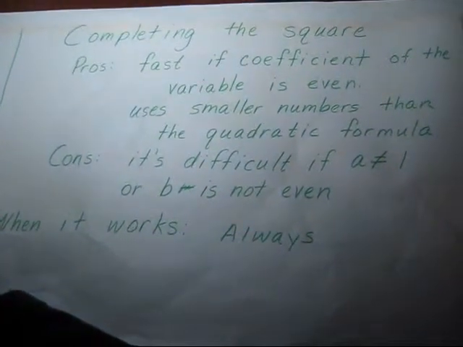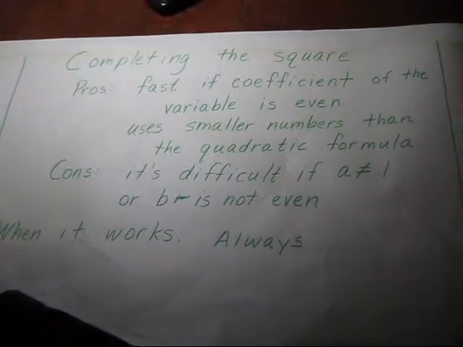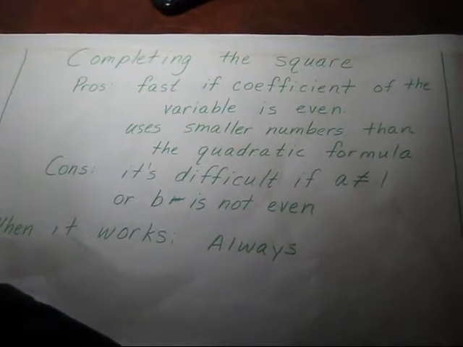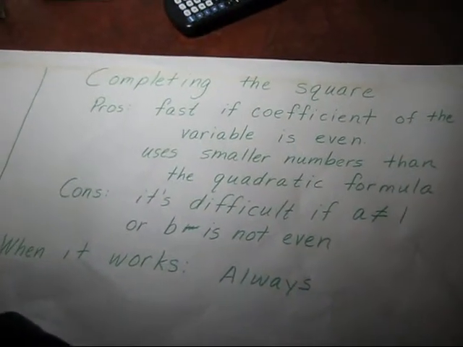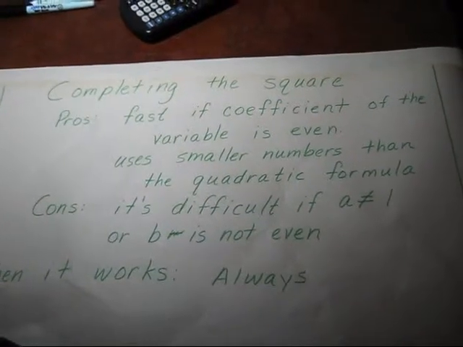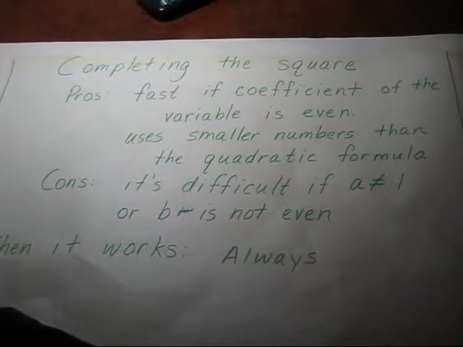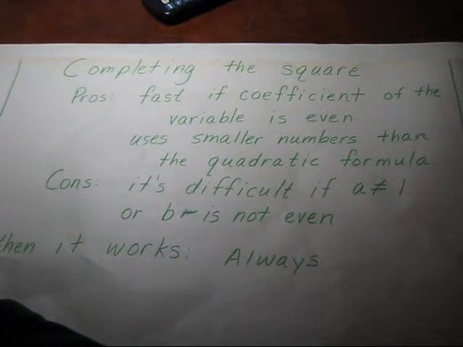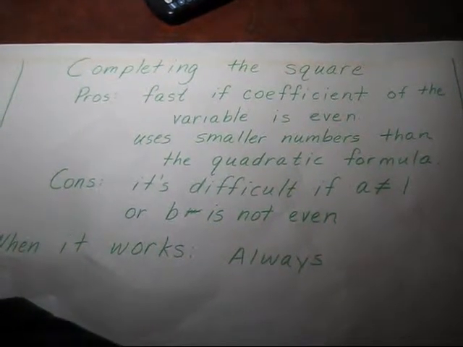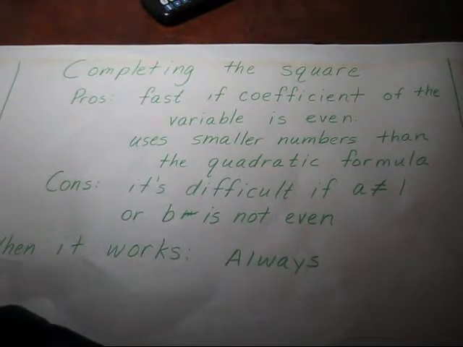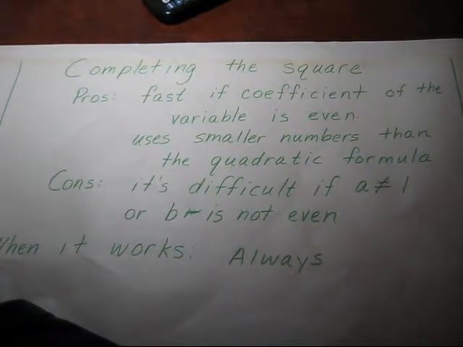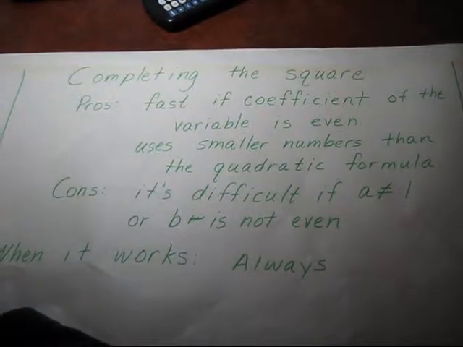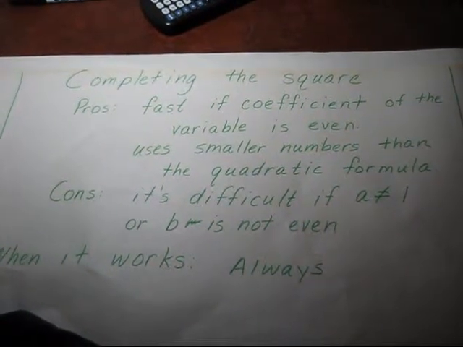Completing the square is a very underrated method. It is nice. And it's very nice for theory if you go on into math, higher math. Okay, so pros, it's fast if your coefficient of the variable is even. So let's say you have x squared plus 4x plus whatever. That 4x, since that 4 is even, it's a really good idea to use completing the square. It's also nice because it uses smaller numbers than the quadratic formula.